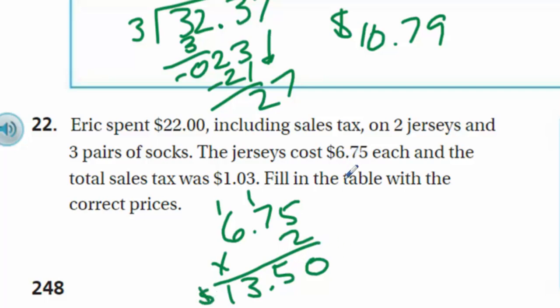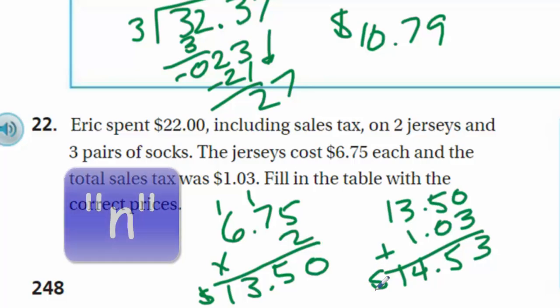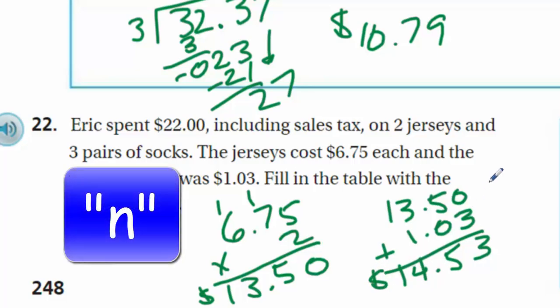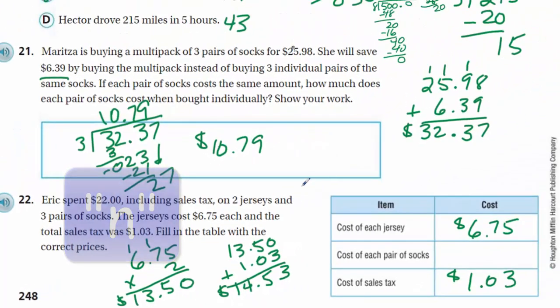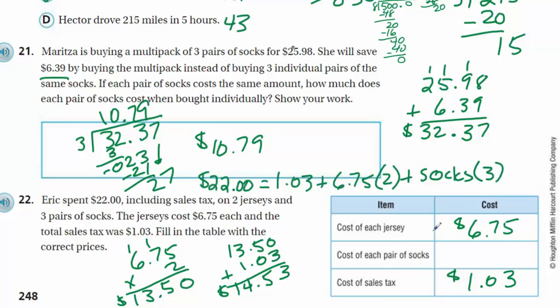$13.50. Now I also have my sales tax that was added on there. So I'm going to go ahead and put my $13.50. I'm going to add on that sales tax. So we end up with $14.53. So what we're basically doing here is like an equation. I'm going to write it right across here, times 3. But you see, we have the sales tax. We added that. We have our jerseys.